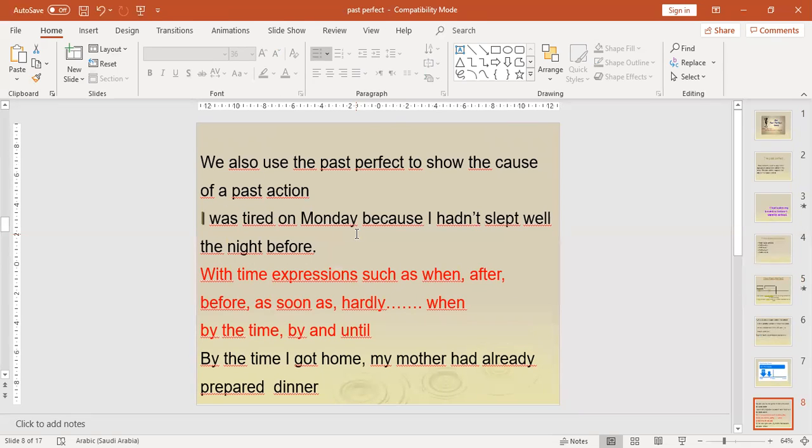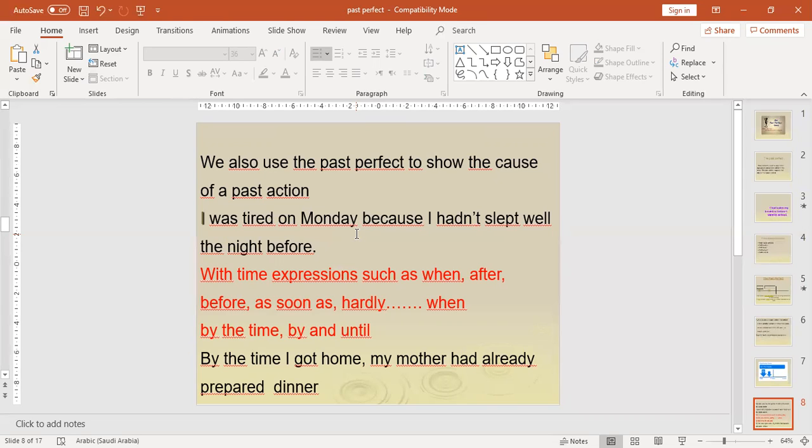With time expressions, we use it not only with after and before, but with many time expressions such as when, after, before, as soon as, hardly, when, by the time, by, until.